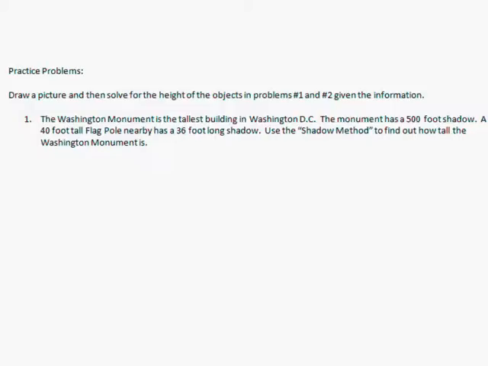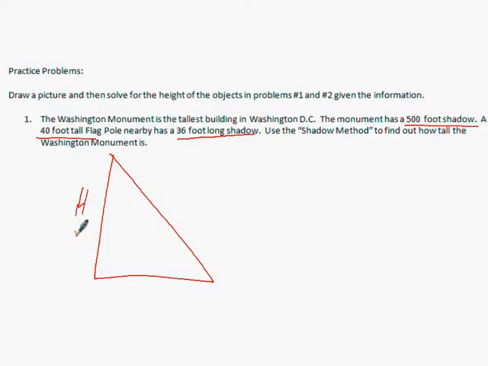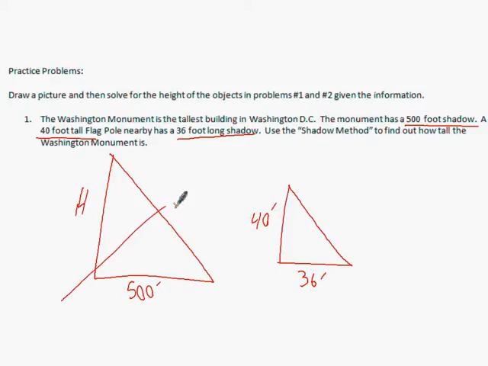The Washington Monument is the tallest building in Washington, D.C. The monument has a 500-foot shadow. A 40-foot tall flagpole nearby has a 36-foot long shadow. Use the shadow method to find out how tall the Washington Monument is. So, we have the big triangle that we don't know how tall it is, has a 500-foot shadow. We have a 40-foot tall flagpole that has a 36-foot shadow. Make our fractions. H over 500 equals 40 over 36.